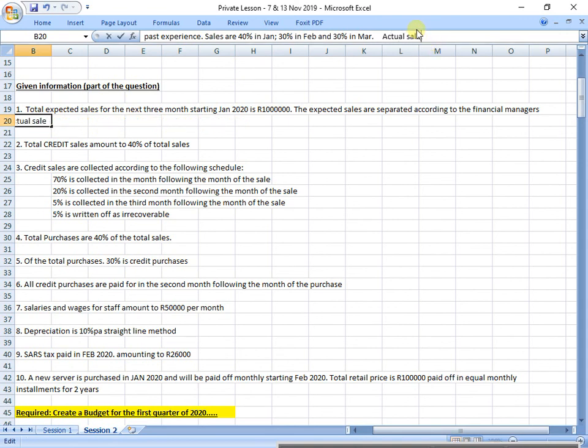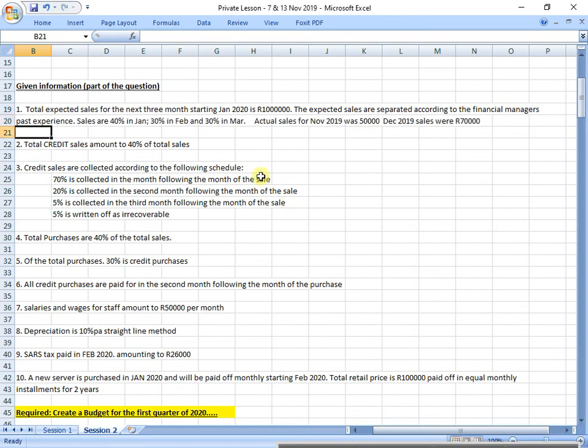Actual sales for November 2019 was, let's use 50,000. December 2019 sales were, let's say 70,000. Just to add more to the question, so we've got a bit more to work with. So I've got November, I've got December, I've got January, I've got February, and I've got March.